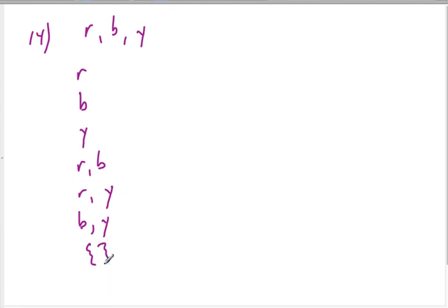The subsets of red, blue, and yellow, well, that'll be much easier. So you can have red, blue, yellow, red, blue, red, yellow, blue, yellow, and the null set. Oh, and red, blue, yellow. Alright, so that's it for that. For 15, moving right along.